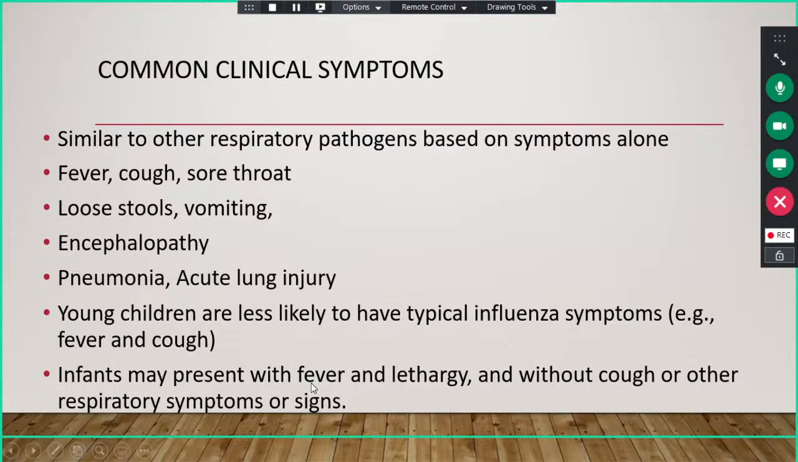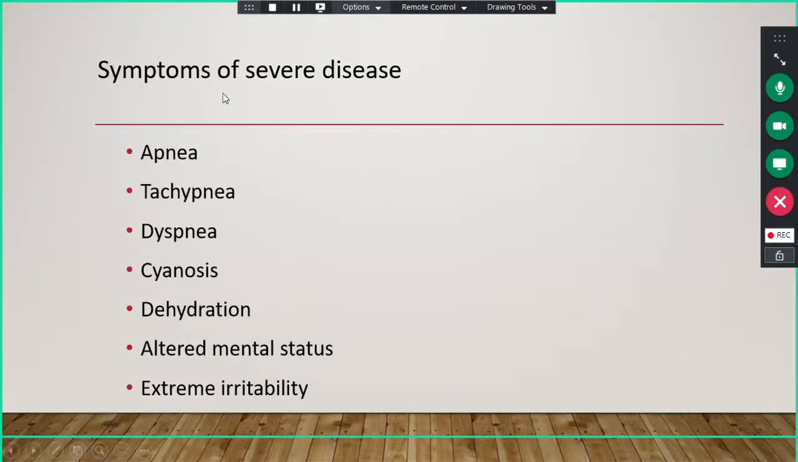So how do you identify them? Say some adult member in the family is having an influenza-like illness, which consists of fever, cough, cold, sore throat, and then an infant in the same family presents with fever and lethargy, then you will consider that possibly he might have had an influenza infection, and you investigate and treat accordingly. Severe disease includes, in smaller children, apnea, which means not breathing, tachypnea, rapid respiration, difficulty in breathing, and in severe form, there may be cyanosis, dehydration, altered mental status, and extreme irritability.